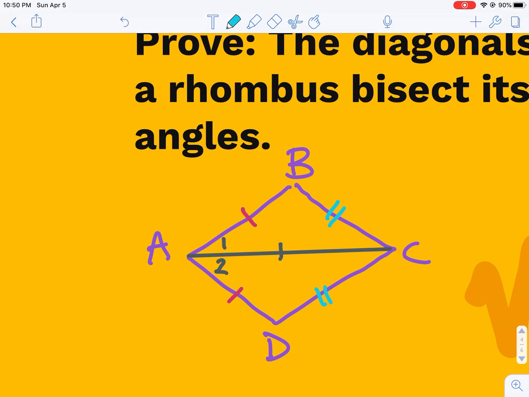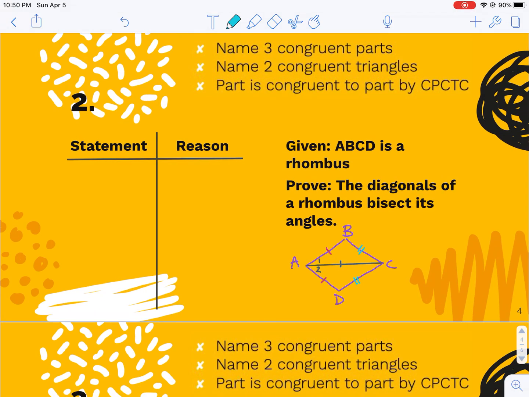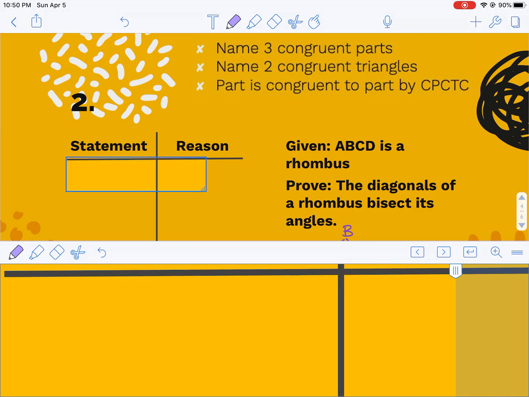So I kind of reasoned through that one backwards, and now we're going to work forwards to write our proof. So I'm starting with the only thing I was given. And all I was given is ABCD as a rhombus.